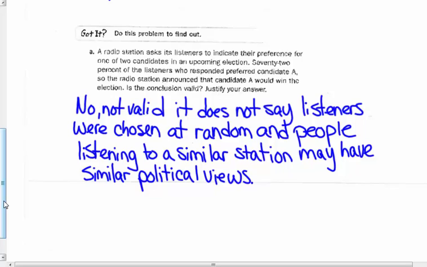Just because they listen to one radio station doesn't mean that it's everybody in the population that listens in that viewing area. Did every person have a chance? What if you weren't listening that day? Did the entire population have a chance of answering this specific survey? I know 72% sounds kind of high, but it doesn't say that they were randomly chosen, and I'm not sure everyone in the listening area had a chance to answer this. So because it's not random, I would say no, that's not a valid conclusion.